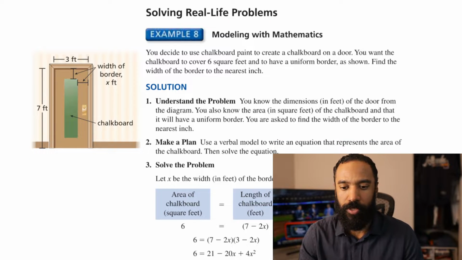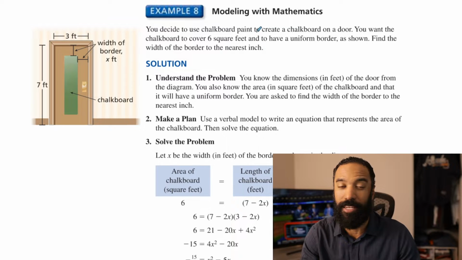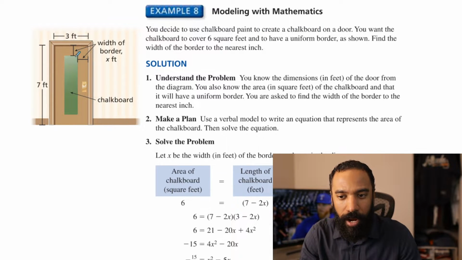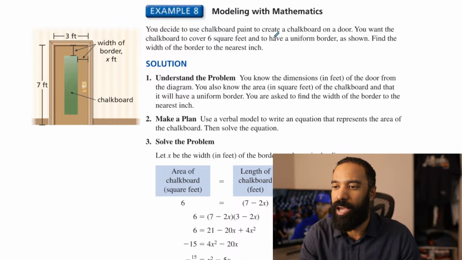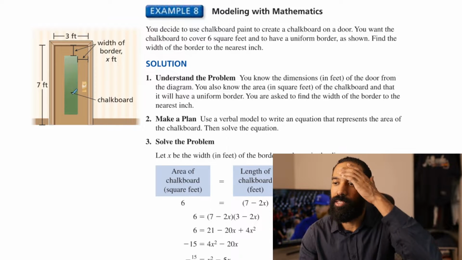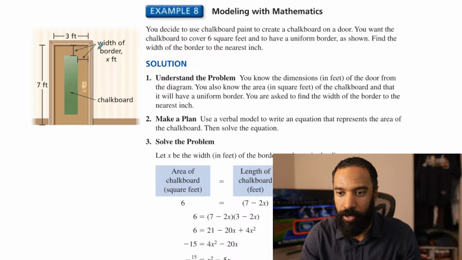More modeling with mathematics. We're still going through the lecture, 20 minutes in. Here we go. You decide to use chalkboard paint. This might be a long video. Chalkboard paint to create a chalkboard on a door. Okay. You want the chalkboard to cover 6 square feet and have it, to have a uniform border as shown. Find the width of the border to the nearest inch.